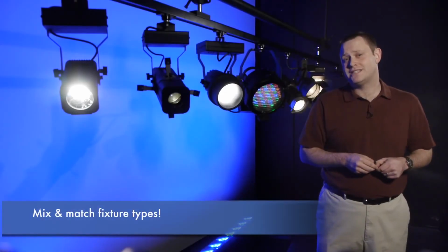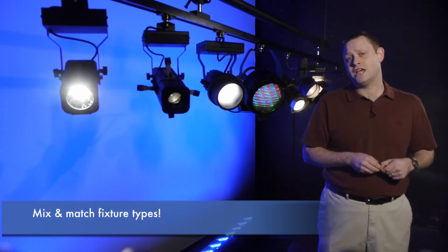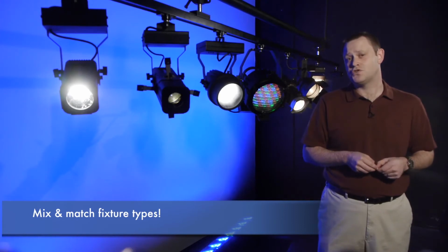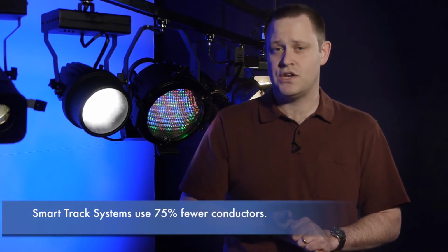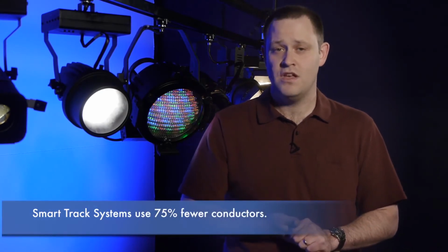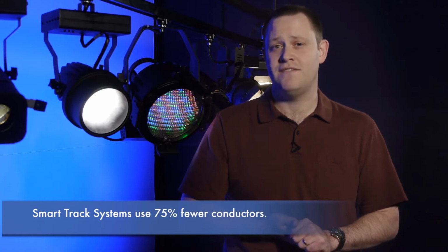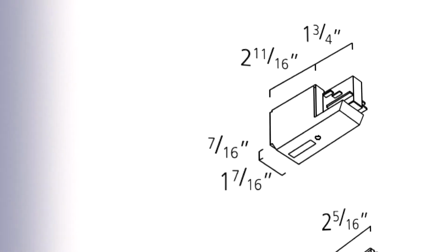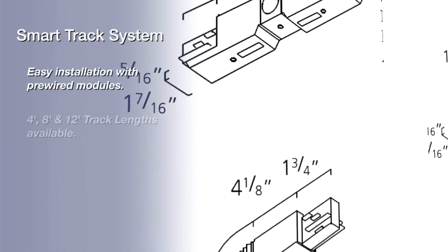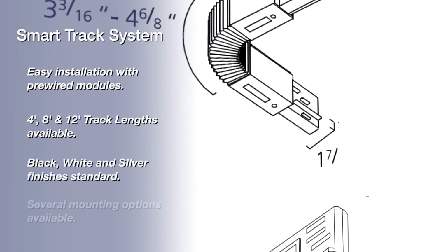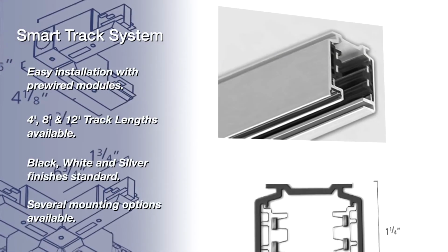SmartTrack fixtures utilize the same power feed regardless of fixture type, while still maintaining individual control of each fixture. Because of the flexibility of design, SmartTrack systems utilize 75% fewer conductors than a traditional dimming system. Fewer conductors means greater cost savings over the installation infrastructure of the overall lighting system. The SmartTrack system can be installed with ease using pre-wired live-in feed modules, straight couplers, L, T, and X connectors to meet the needs of any venue.